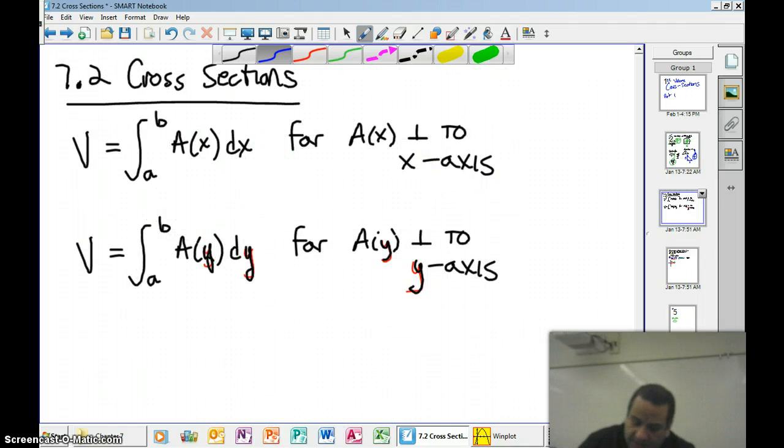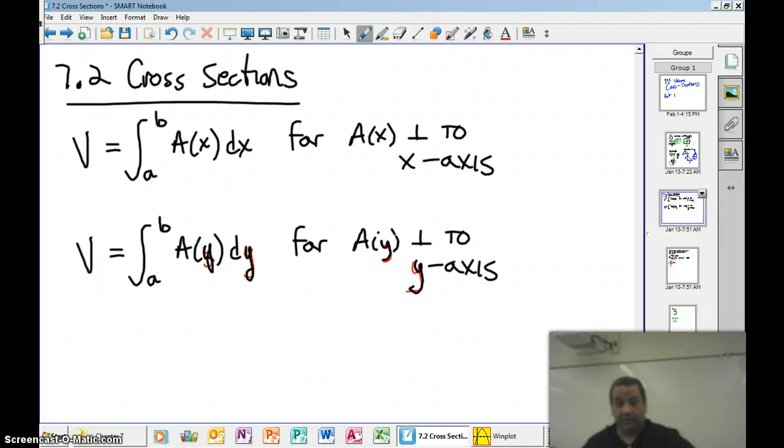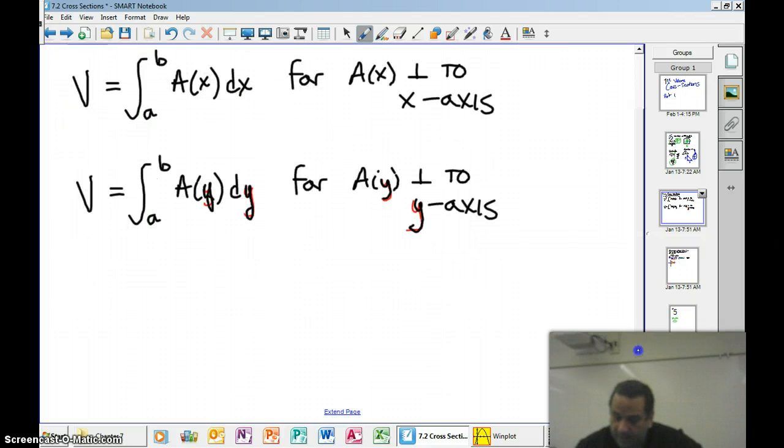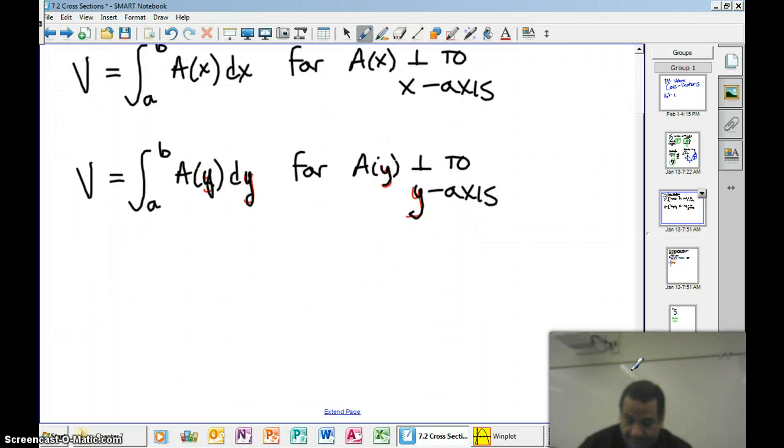Next problem says cross sections. Oh, formulas. Here they are. Not too bad. Volume is the integral of A of x dx if it's perpendicular to the x-axis. Perpendicular to the y-axis is dy. Let me tell you what we're going to do. You get some area, maybe that looks like the area. And what we're going to do is make a three-dimensional figure by putting, on top of that, equilateral triangles, like that. So you're going to get some three-dimensional figure and find the volume of it.